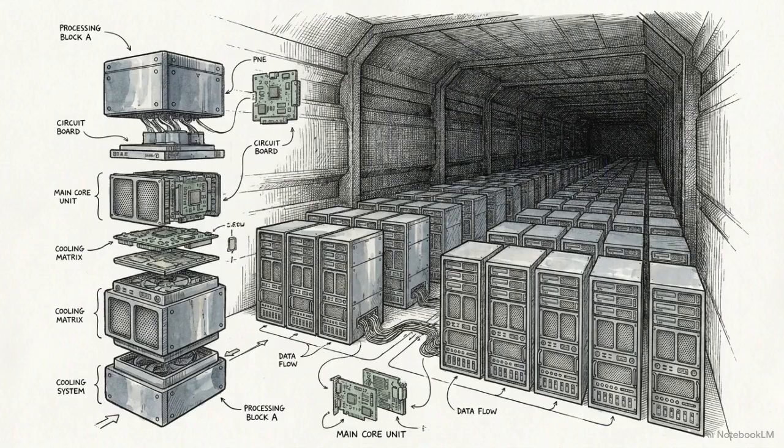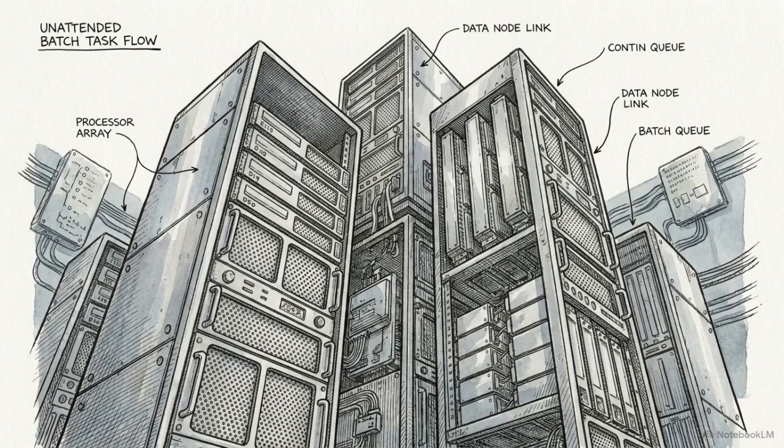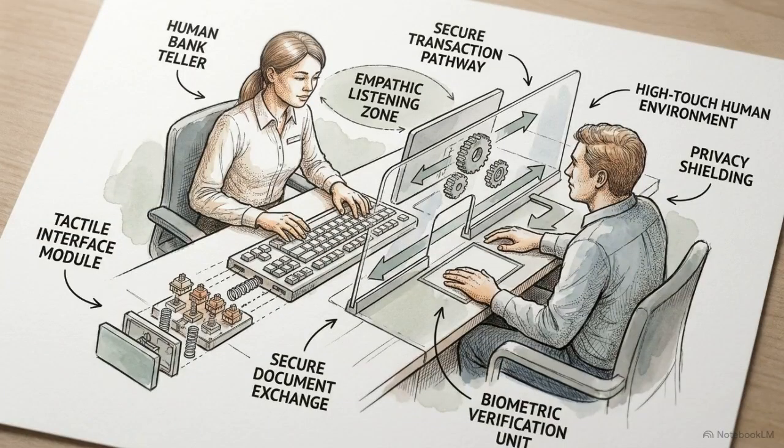The heavy, independent data processing we just looked at is known as unattended automation. These bots run completely in the background, executing high-volume batch tasks continuously without requiring any human intervention. But not all processes can run in the dark. In customer-facing environments where high-touch human interaction is mandatory, organizations deploy attended or desktop automation.